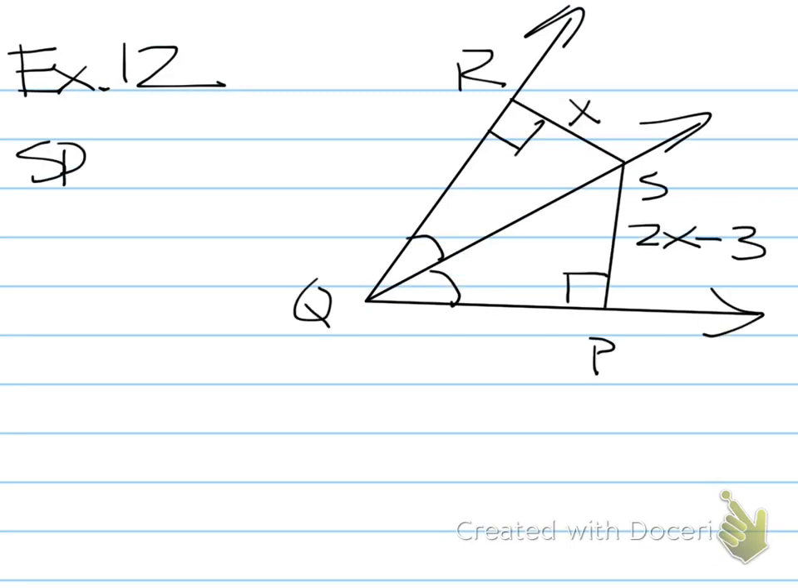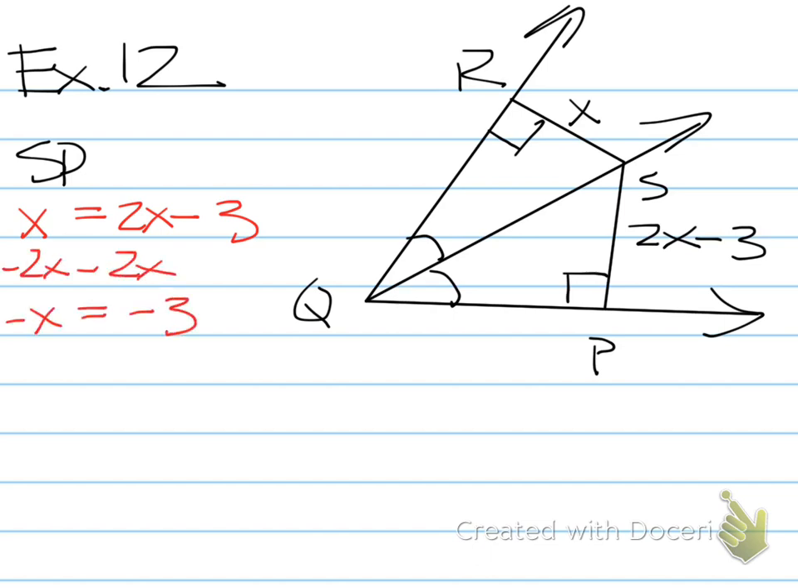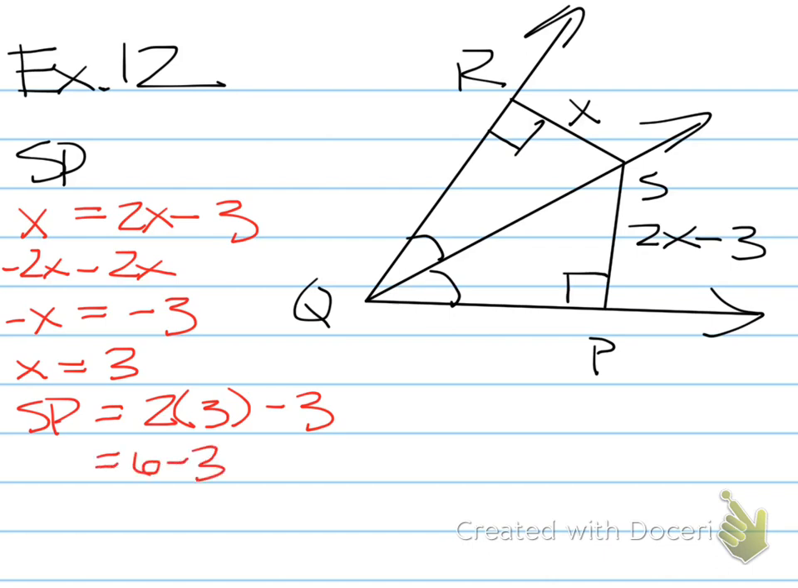And in the last example, we're going to set x equal to 2x minus 3 since QS is the angle bisector. And we're going to subtract 2x from both sides. It's going to give us -x equals -3, so that means positive x equals positive 3. Plug that into the expression for SP, and we get 2 times 3 minus 6, or 3.